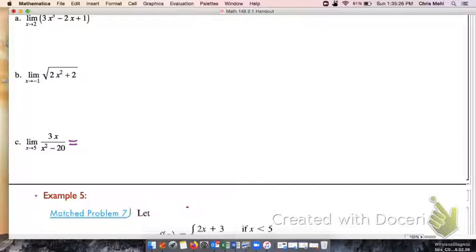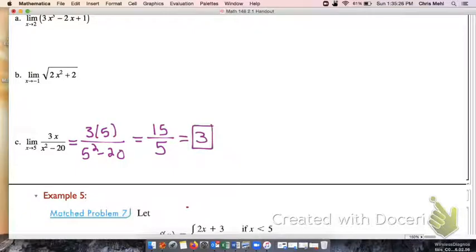So you'll notice that x squared minus 20 is not 0 at 5. Okay, and this is a rational function, so you can just plug 5 in for x. Since you're not going to end up dividing by 0, you get 15 over 25 minus 20, which is 5. That limit ends up being 3.